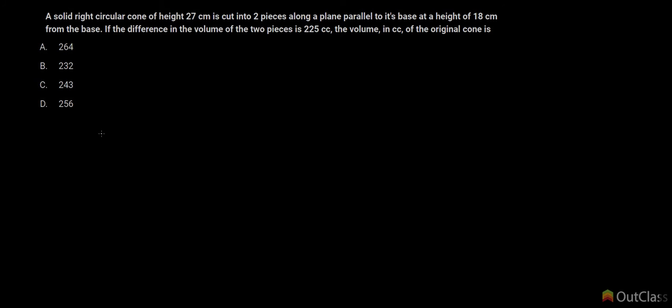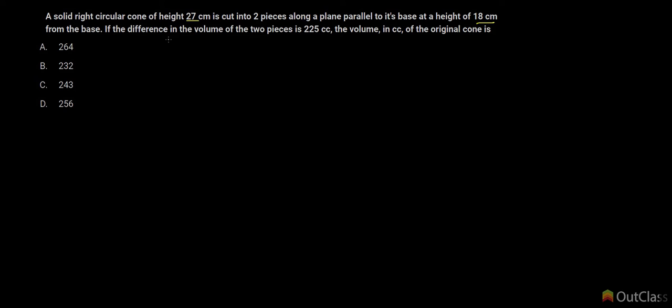A solid right circular cone of height 27 meters is cut into two pieces along a plane parallel to its base at a height of 18 from the base. If the difference in the volume of the two pieces is 225 cubic centimeter, the volume in cc of the original cone is how much?